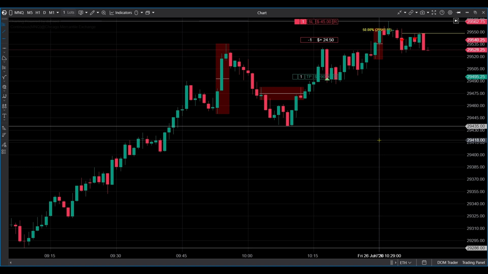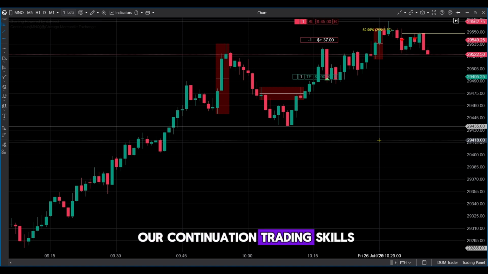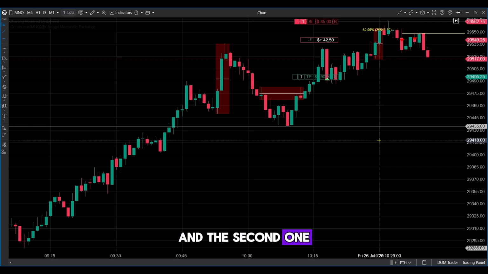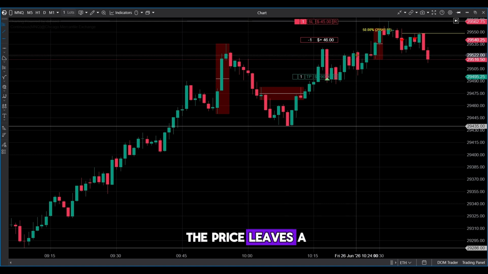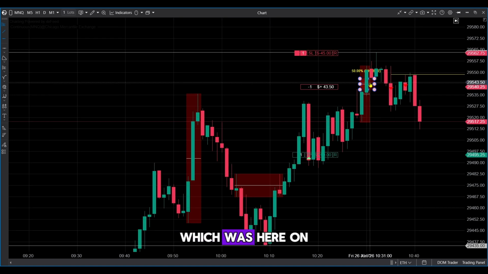Today we learned two things. One, we worked on our continuation trading skills, and the second one is to define if you are going to have a good bullish breakout or a fake bullish breakout, a weak breakout or a strong breakout. After the breakout, usually the price leaves a fair value gap, which was here.